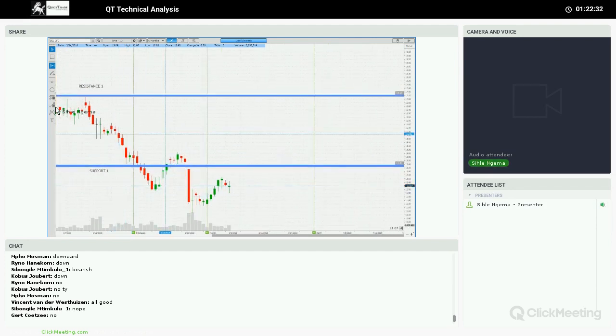Now look at what happened. On the month of Feb, this was a newly established high right there, which is going to be our resistance 2.